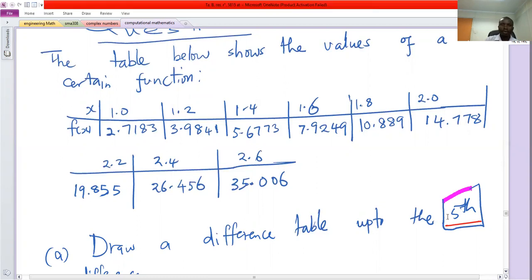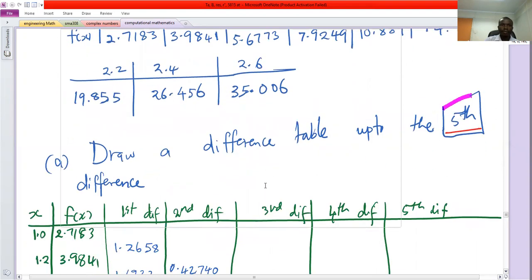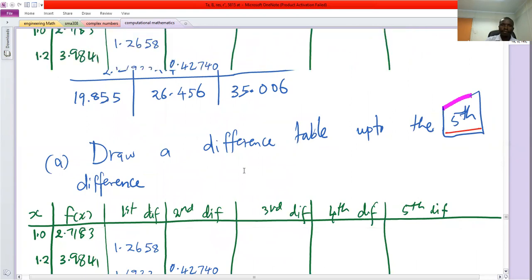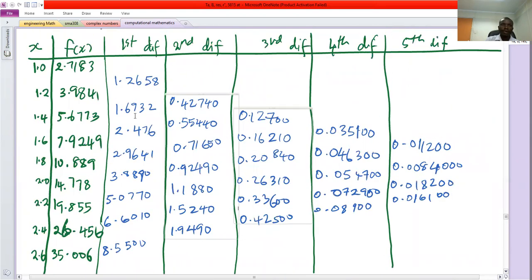So this is how you draw the difference table. You write one column x, so you list all the values of x from 1 to 2.6. And then in the next column, you write the f values corresponding to these x values. And when you are writing these numbers, ensure that you leave spaces in between where the differences will be indicated. So the first column will be the first difference, second difference, third difference, fourth difference, and then fifth difference. The question was to reach up to the fifth difference.